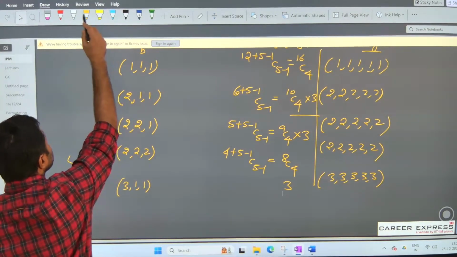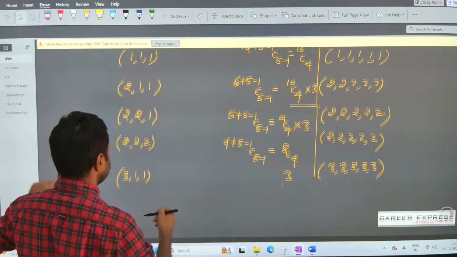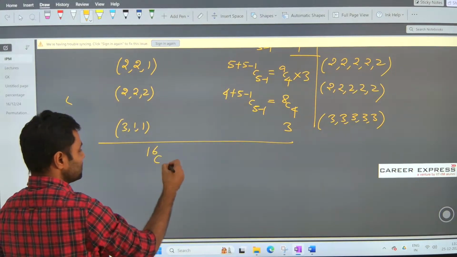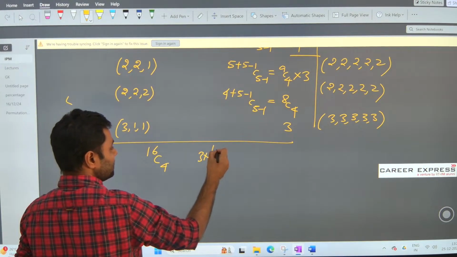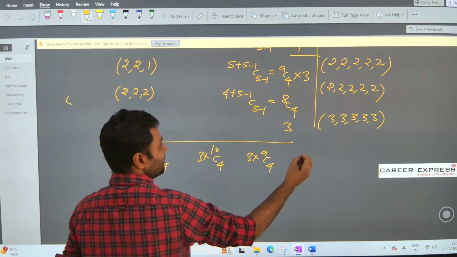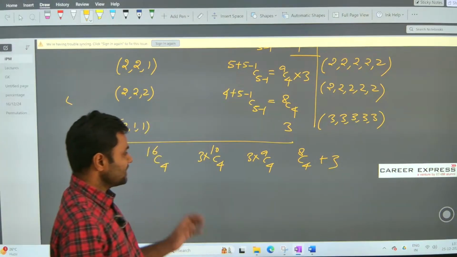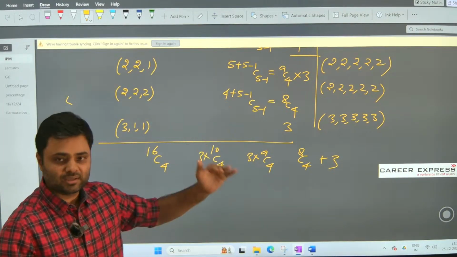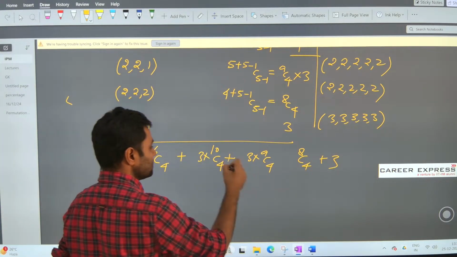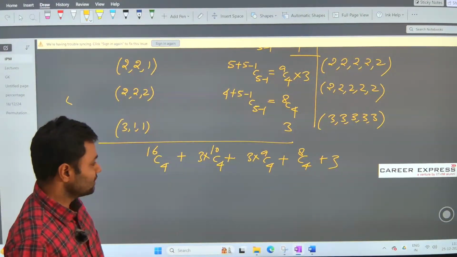So what we have is 16C4, then 3 times 10C4. So I will write all the answers here. First was 16C4, second was 3 times 10C4, next was 3 times 9C4, and the last was 8C4, and then last is 3. So we just have to add these cases because they were separate cases. Either this will happen or this will happen or this will happen. So we will add these cases. Whenever there is a possibility of either or, we add the cases.